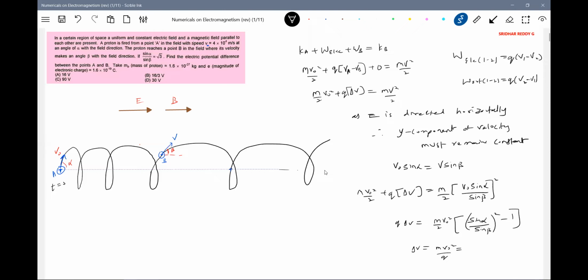Substitute all the related values. So mass of the proton 1.6 into 10 to the power of minus 27, charge 1.6 into 10 to the power of minus 19, V naught square, 4 into 10 to the power of 4 whole square. You'll get the required answer: 16 volts. 16 volt it will come.